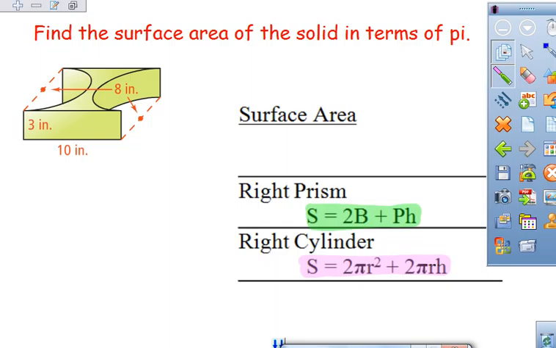Here is a review of what we learned today. The surface area of a right prism is equal to two bases plus the perimeter times the height. And the surface area for a right cylinder, because we have circles involved, we have to use our formulas for area and circumference: 2 pi r squared plus 2 pi r h. I will be giving you a formula sheet that looks similar to this in the upcoming days.